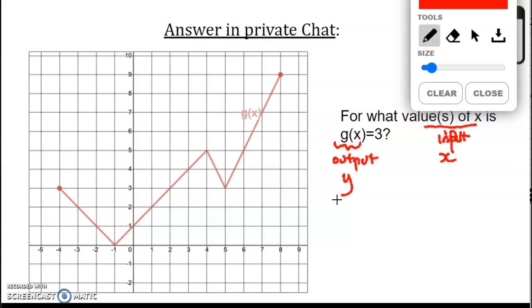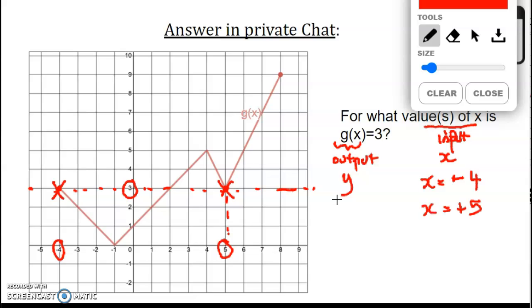So that means we go to the y-axis and find my 3 and see where the graph crosses when y is equal to 3. Well, there are two different places. There is one spot here and another spot right there. So there are two x values, two input values when y is equal to +3: when x is -4, and when x is +5.